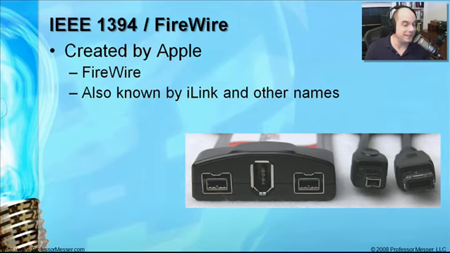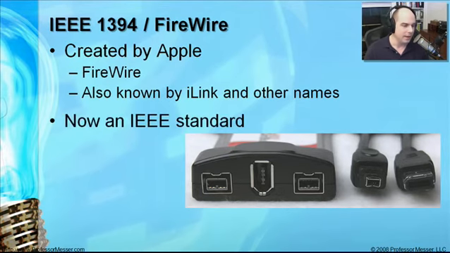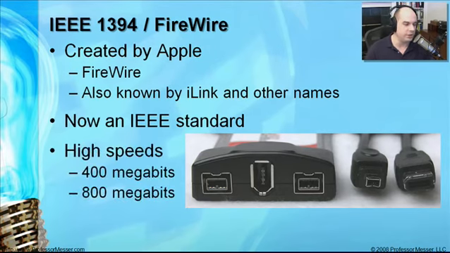So if you see a device that has an iLink type port on it, just know that you can also plug your iLink port into a Firewire port or into an IEEE 1394 port. It'll work just fine. No problems there. The Firewire connections, now that they are an IEEE standard, also really work across a very broad range of devices. And they are pretty high speeds. These are 400 megabit and 800 megabit type connections.